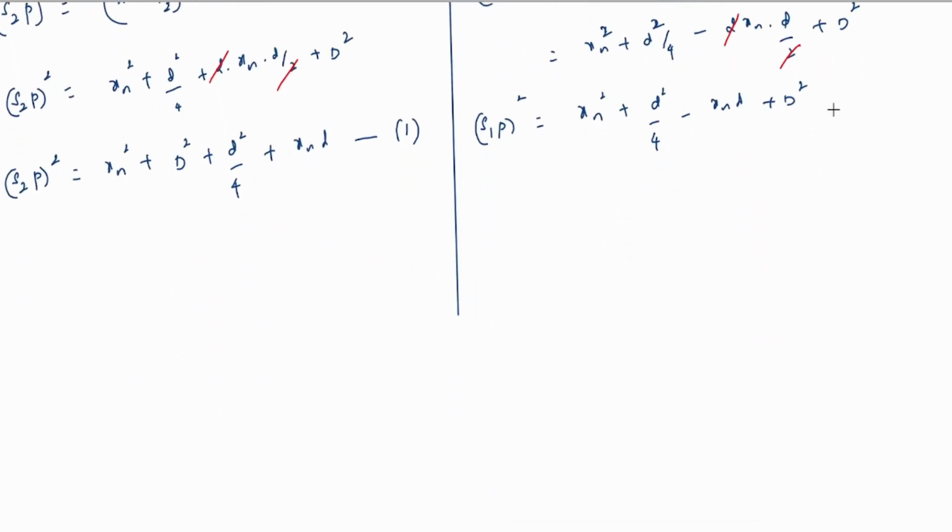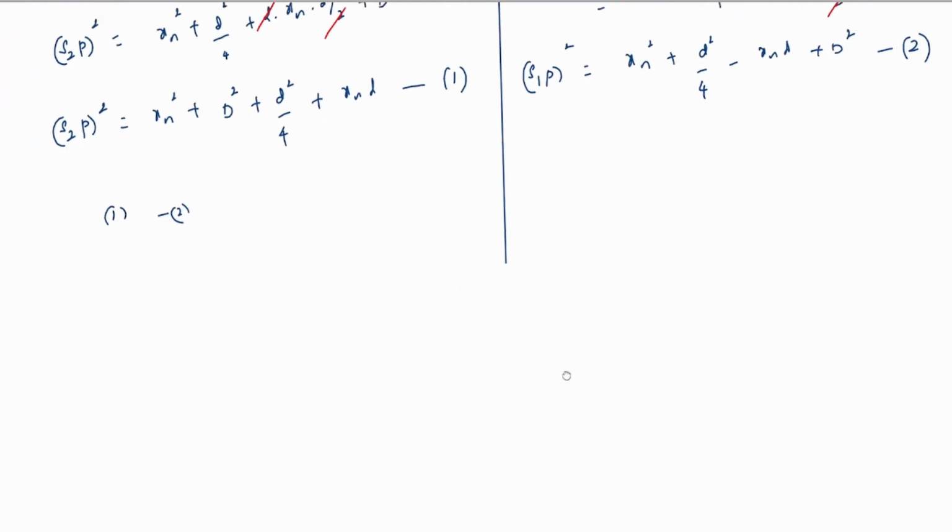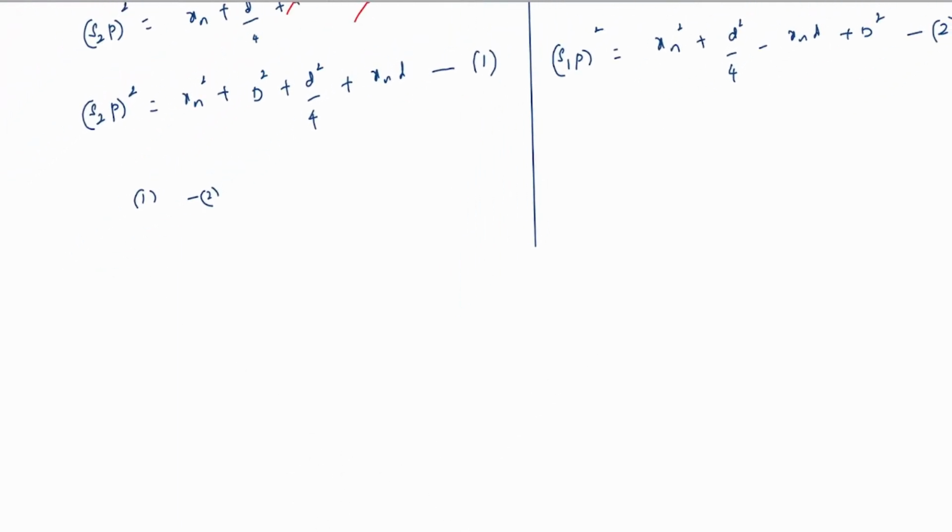Let's call this as 2. Our aim is to find S2P minus S1P. So let's take the difference of these two, that is 1 minus 2. Then what we get is S2P the whole square minus S1P the whole square, that is equal to the left hand term.